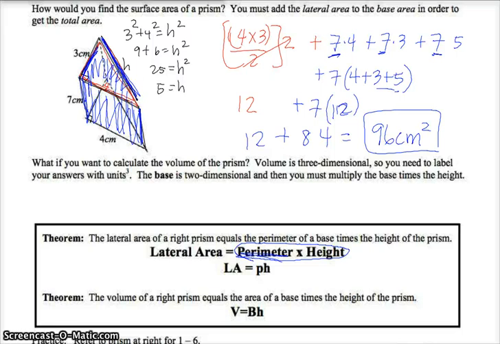What if you want to calculate the volume of the prism? Well, that's different. That's 3-dimensional. So remember your volume, if it's 3-dimensional, that's everything that you would fill this up with. If we poured water or sand into it, that's how much volume would be covered. So that's your 3-dimensional space. So how would you do that?